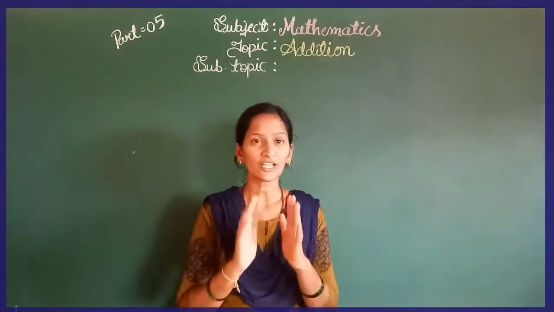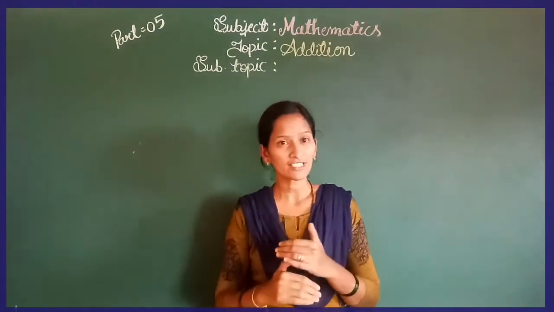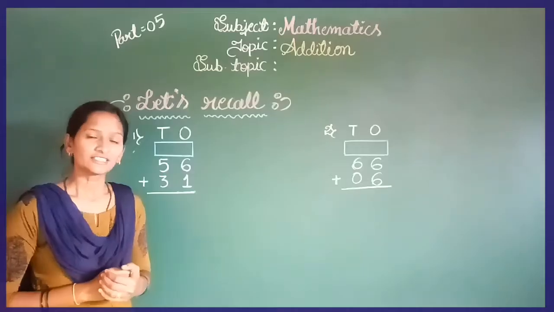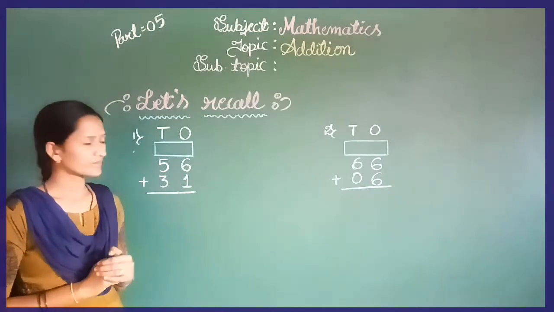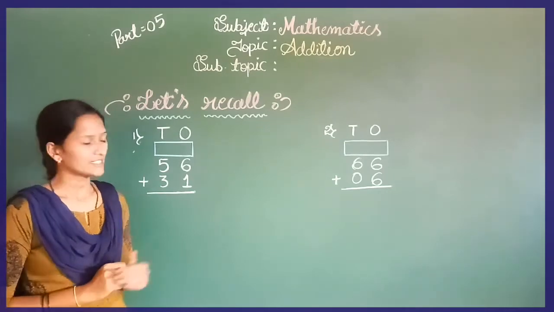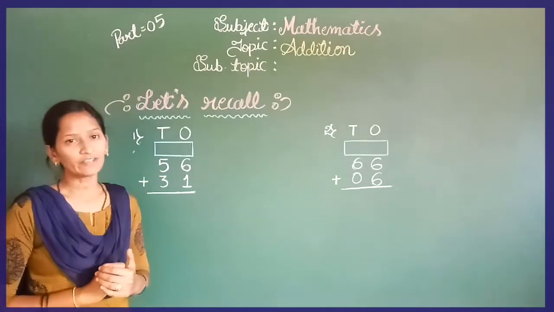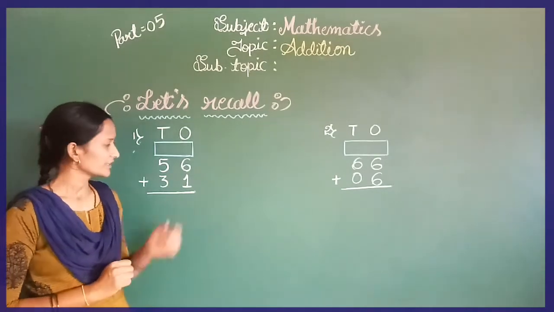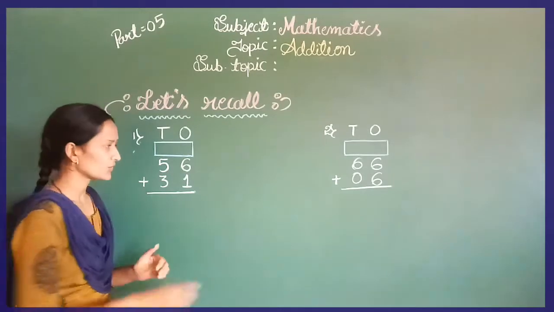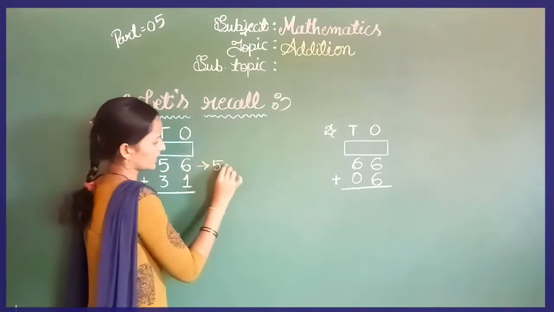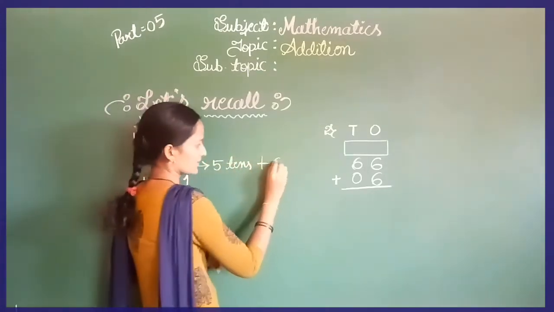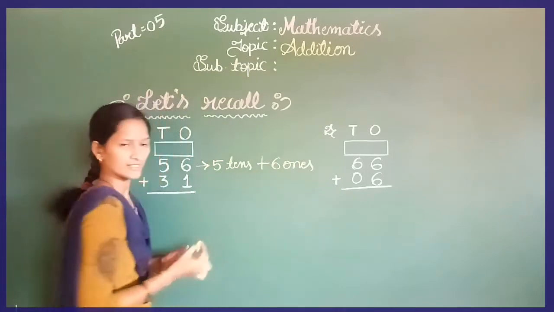So before starting that concept, once again we have to revise our previous class activities. So all of you look here. Children, this is the first problem. The given numbers are 56 and 31. In the number 56, how many ones are there? Here, 6 ones and 5 tens, right? So right here, 5 tens plus 6 ones.